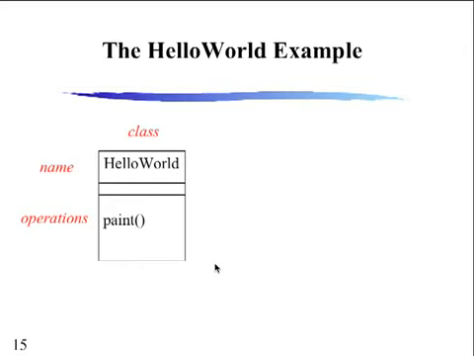Hello world. This is the hello world diagramming component. So we have a class, we have the name, we have the operations. We've left the middle empty. It's okay, because hello world doesn't actually have any data. What does it do? It just prints something, it prints hello world to the screen. There's no data associated with it. So that's our class.